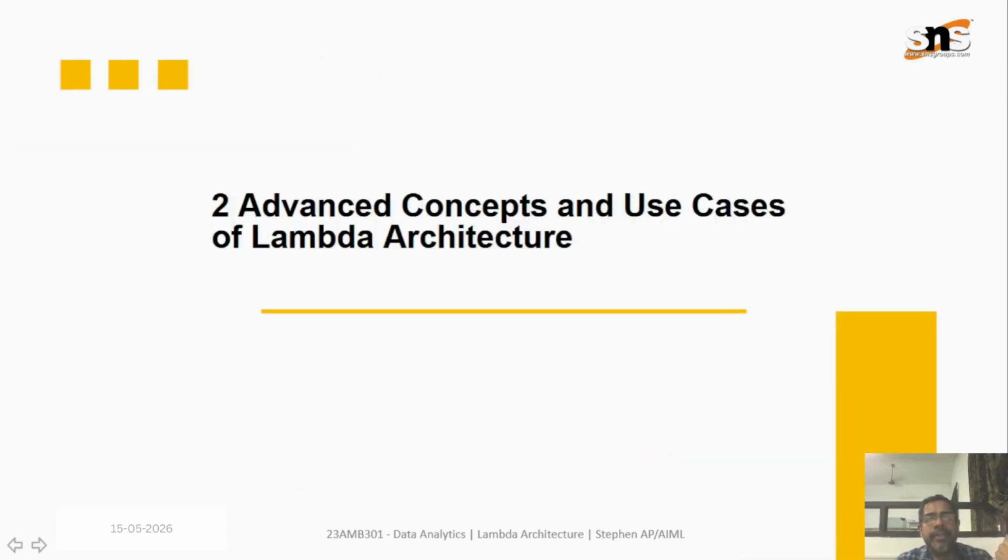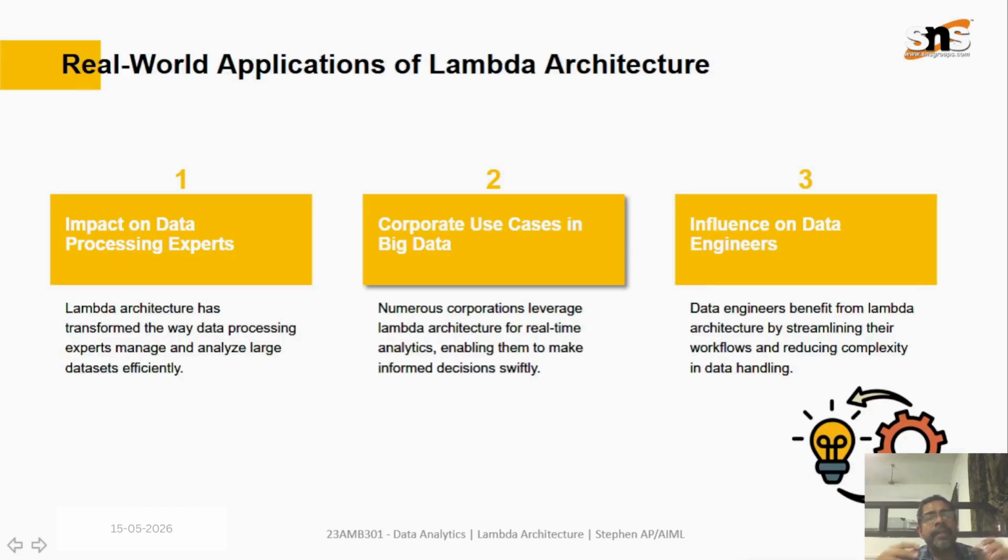Then we continue to see the use cases of the Lambda architecture, and where we can implement it. If you want to go with live streaming, you can implement the Lambda architecture. Number one is the impact on data processing experts. If I am a data processing expert and I want a solution for streaming a huge volume of data with liveliness, I can go with the Lambda architecture, or the higher-end tool, the Hadoop architecture.